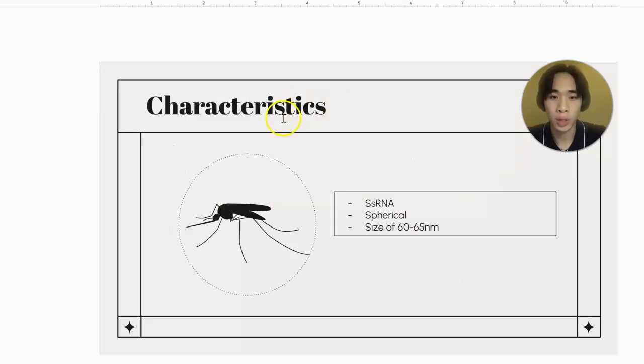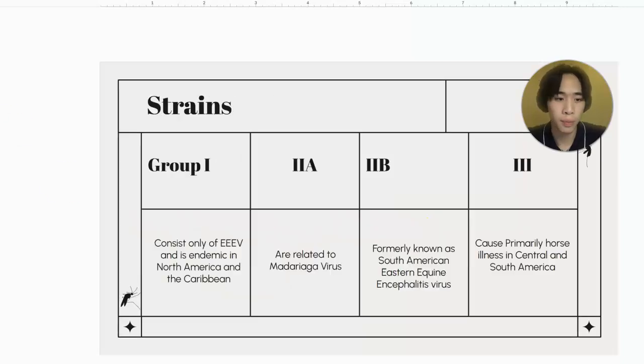Moving on to the characteristics here. Characteristics of triple E. It's single-stranded RNA. Its shape is spherical, and the size of it, or the diameter, is 60 to 65 nanometers.